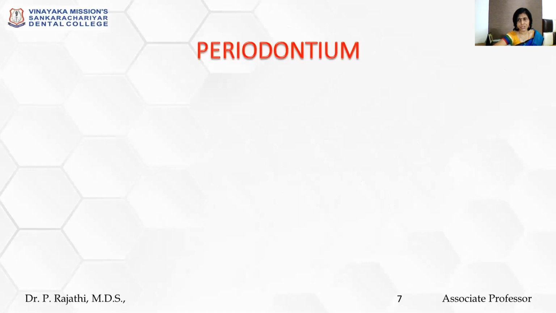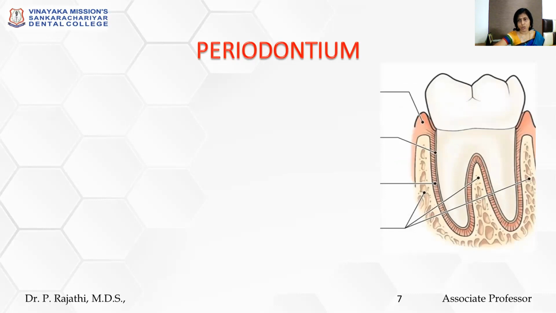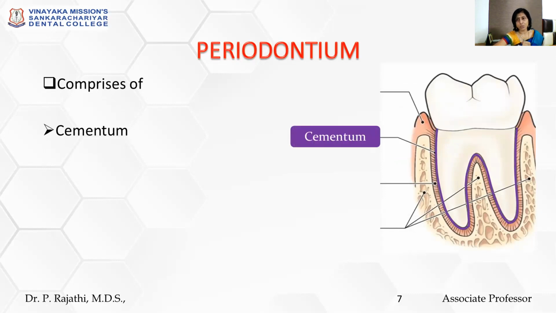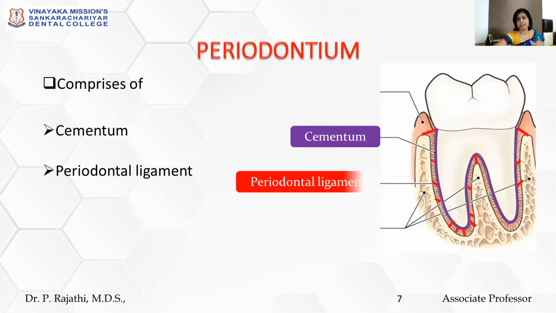So what are all the structures that comprise this periodontium? Periodontium comprises the first portion, that is cementum. Cementum, you remember, is the outer covering of the root portion of the tooth. It's a structure of the tooth which covers the outermost portion of the root. So cementum is one part of periodontium. Second is periodontal ligament fibers. That is the fibers that attach the tooth to the jawbone. So periodontal ligament is the second part.